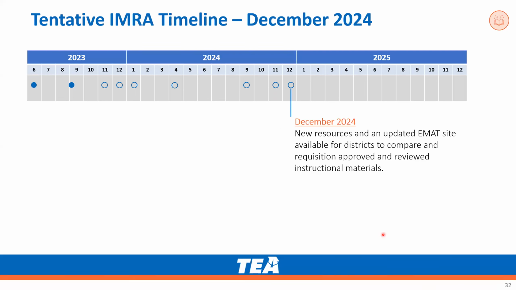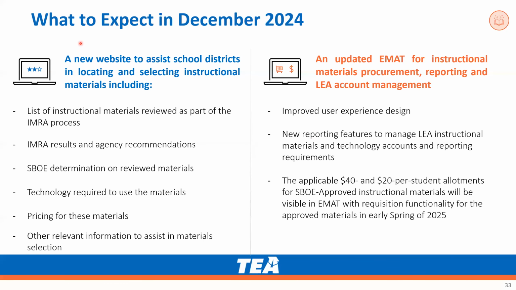As a resource in December of 2024, that's when we plan as an agency to have two new updates for you on this next slide. So in December of 2024, we will have had a review of materials. The board will have approved a set of instructional materials on the approved list, and the agency will launch a website to assist school districts in locating and selecting instructional materials. This website was provisioned in House Bill 1605 and is meant to be a place for districts to shop and compare pricing for all of the materials that were or are reviewed.